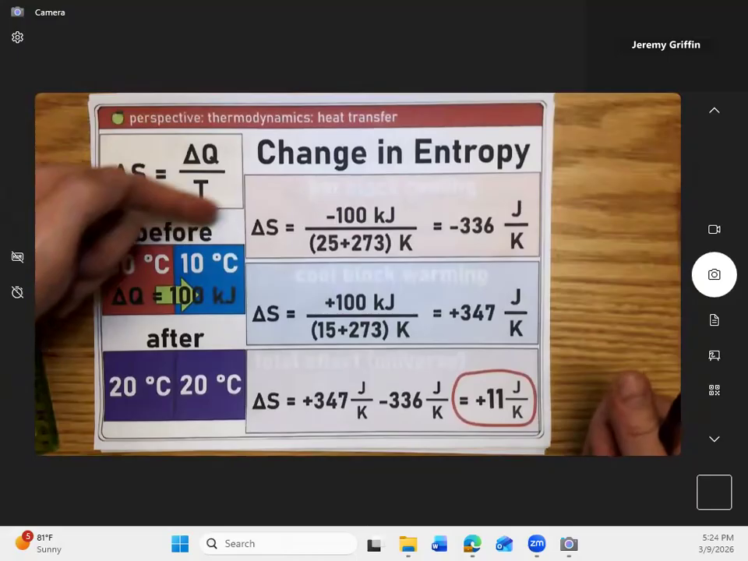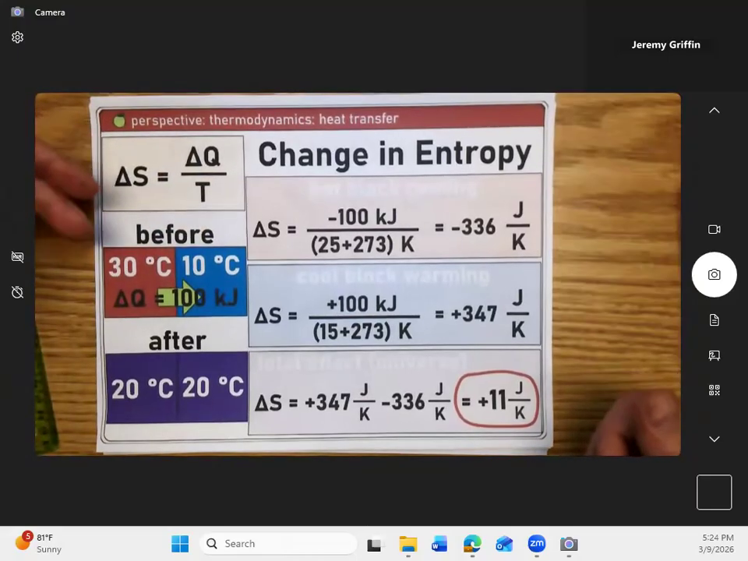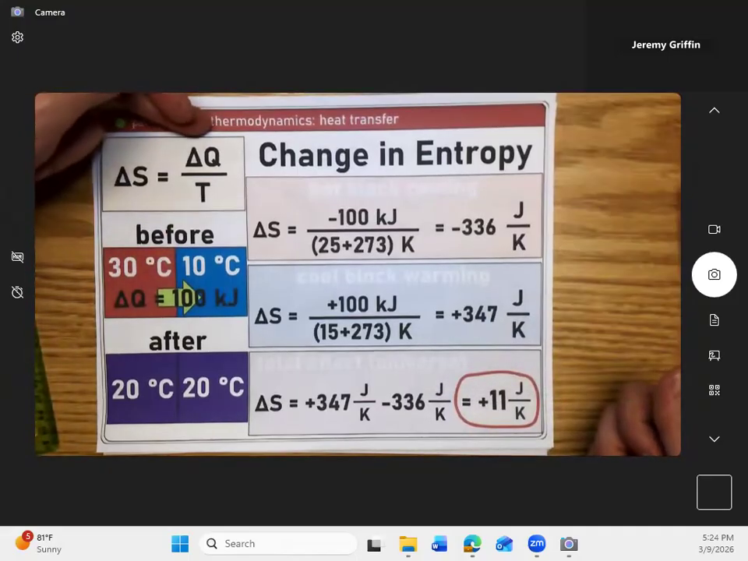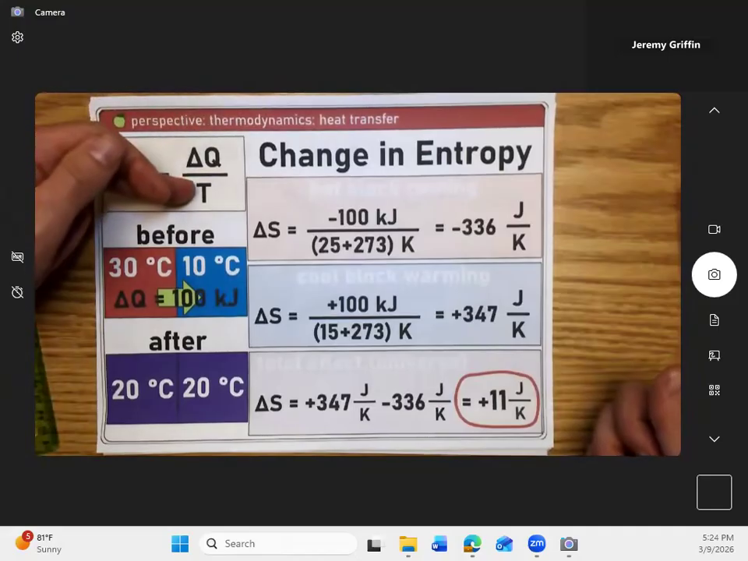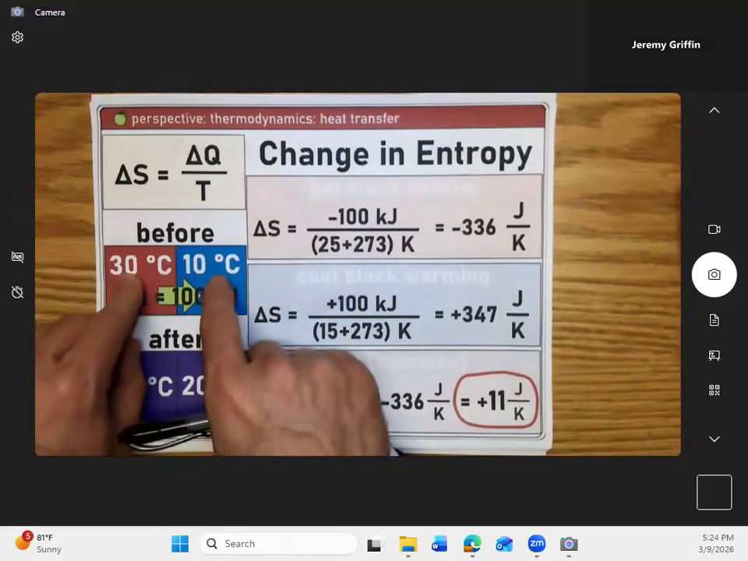This maybe makes more sense. Here's the same formula you guys just saw, copy pasted over here. The change in entropy for one of these blocks we're about to look at, or the universe as a whole, is the transfer of thermal energy divided by the absolute temperature this happens at. Let's say you put a hot block next to a cold block. So we've got a 30-degree block next to a 10-degree block.